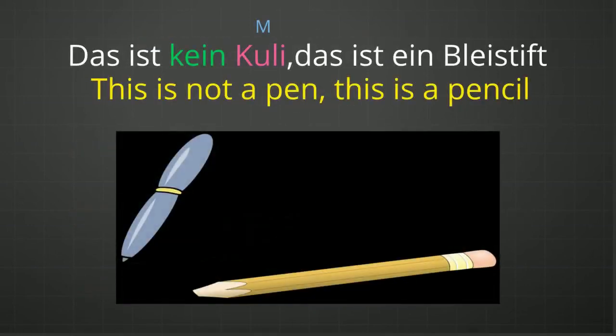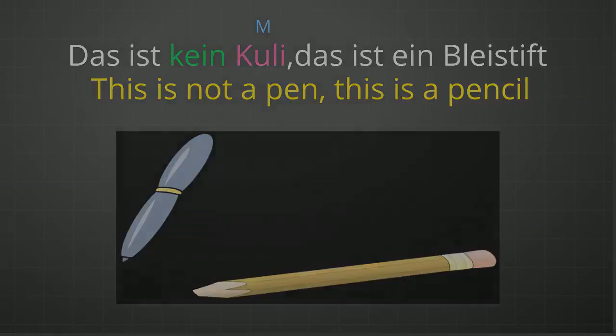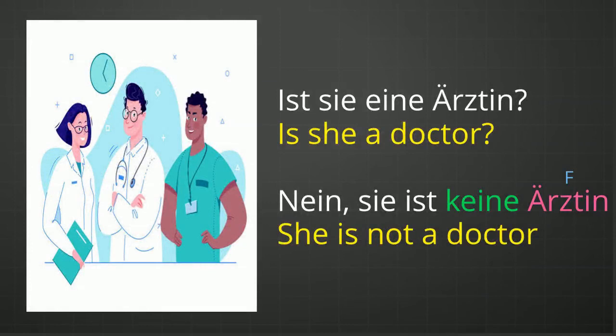Let us see few examples. Das ist kein Kuli. Das ist ein Bleistift. Now, Kuli is masculine gender noun, that is why kein negative article is used. Ist sie eine Ärztin? Nein, sie ist keine Ärztin.